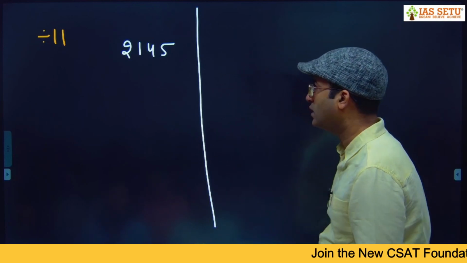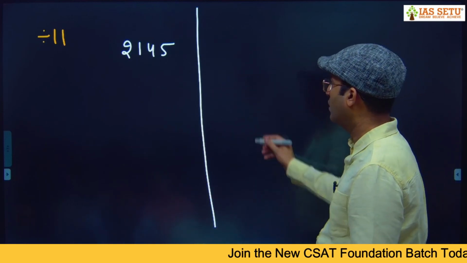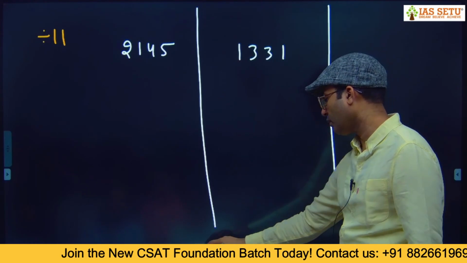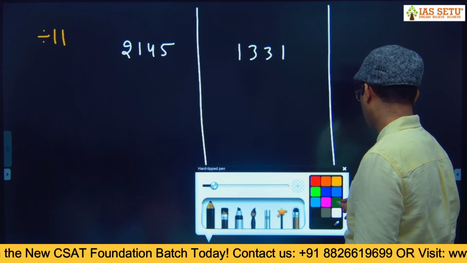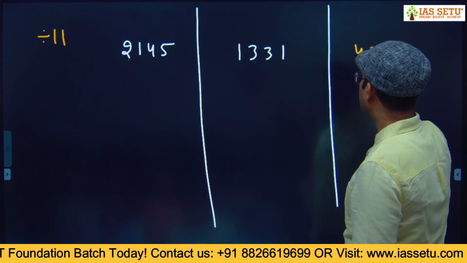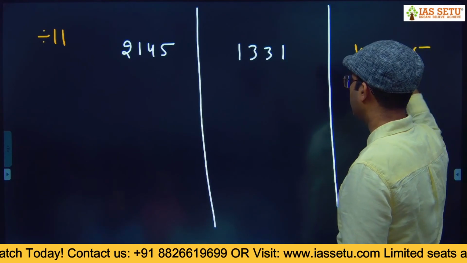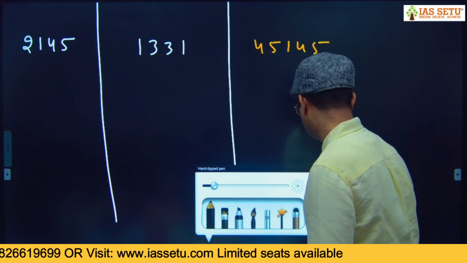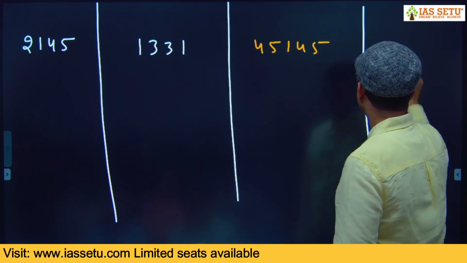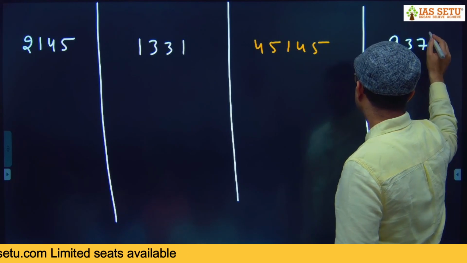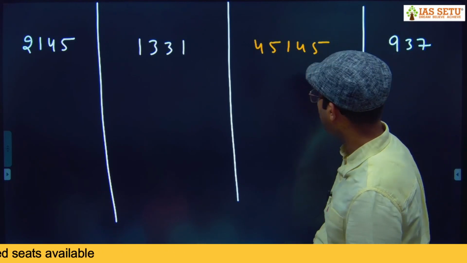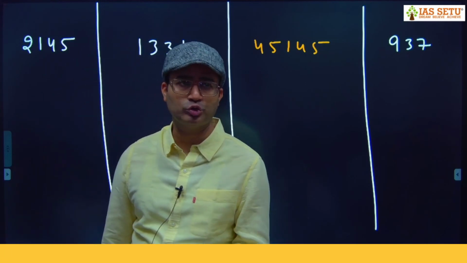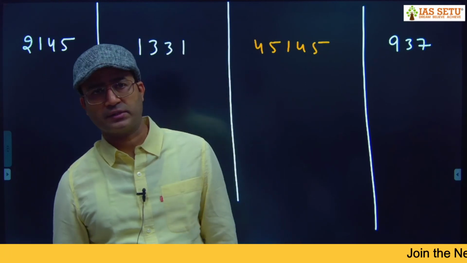2,145. 1331. 45,140. 937. First I take these 4 examples, then I will take 2, 3 extra, then I dictate, then I ask.